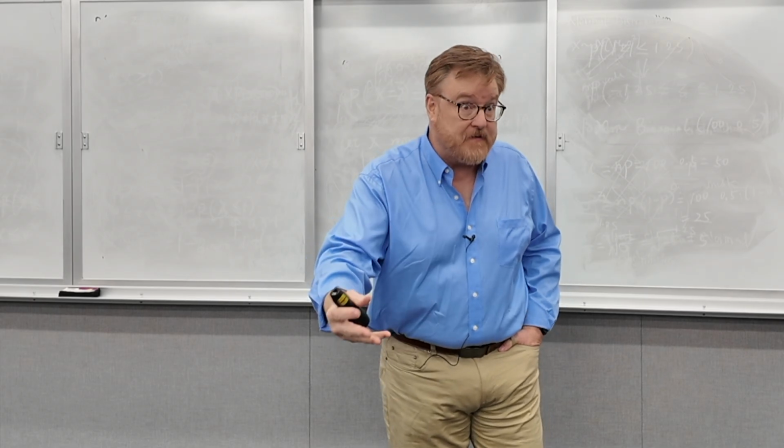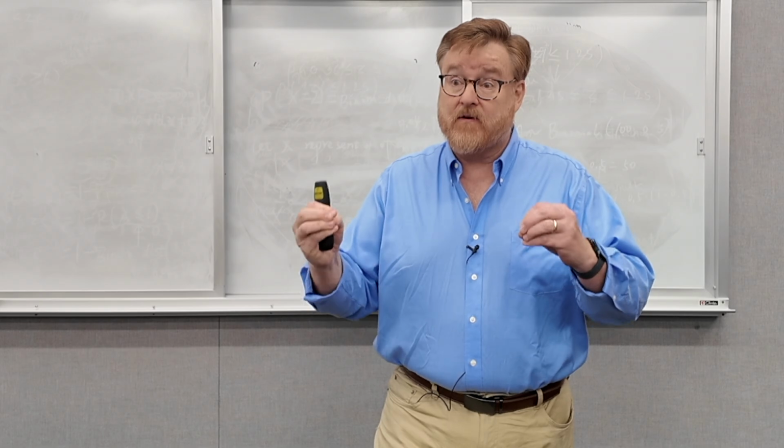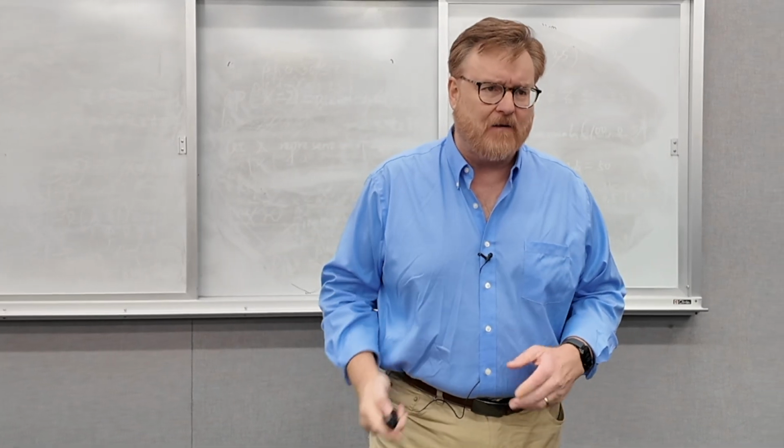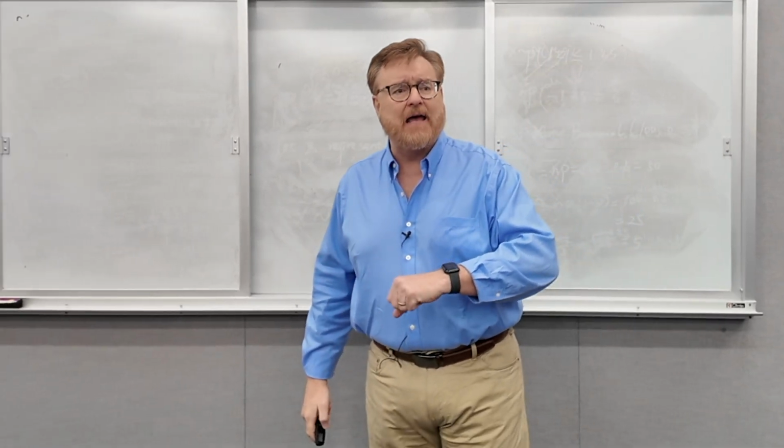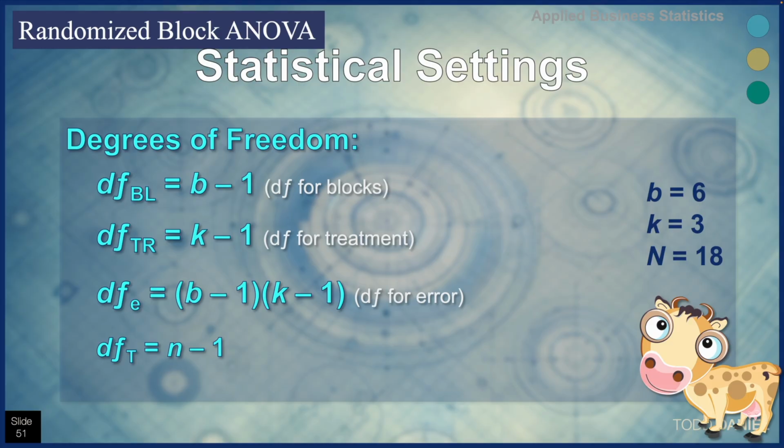It's naturally a one-tailed test, and we're getting a result that is telling us whether there are differences in our model. To find out where those differences lie, we would need to do a post hoc test. The degrees of freedom now become a little more complex because we have one additional source of variability. We're going to need to account for the blocks.